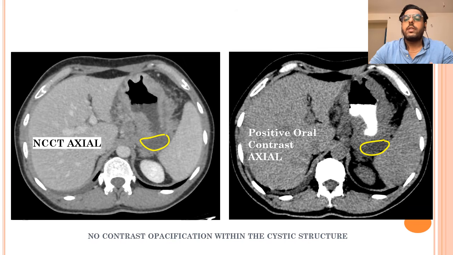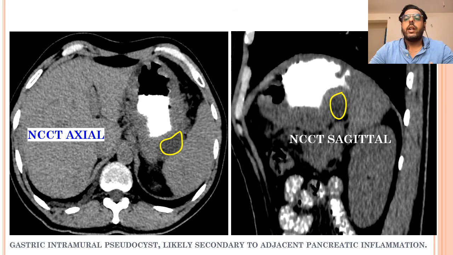Notably, there was no contrast opacification within the cystic structure, and it effectively excluded communication with the gastric lumen. This critical finding shifted the diagnosis away from the diverticula or ulceration and supported the rare possibility of diagnosis of gastric intramural pseudocyst.